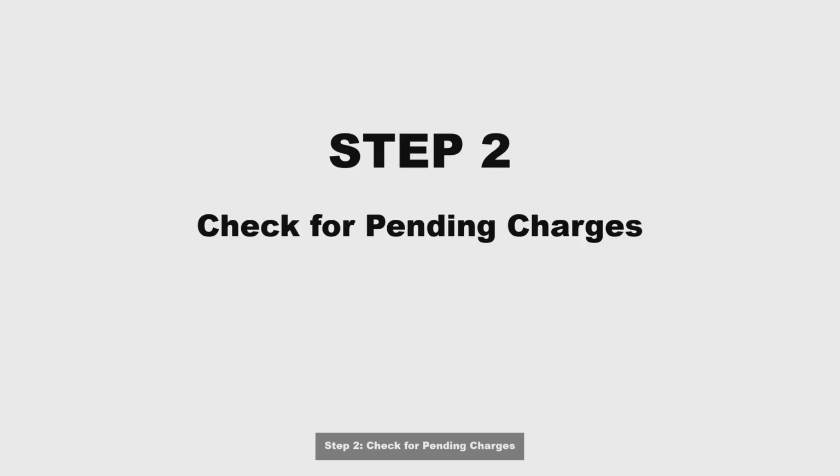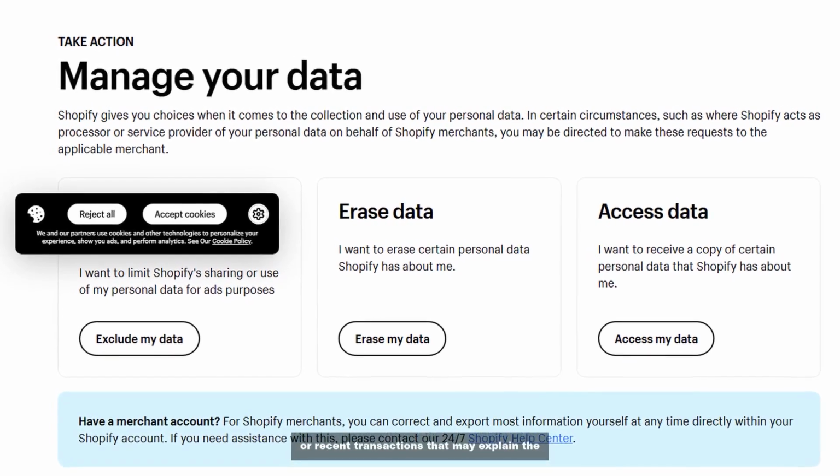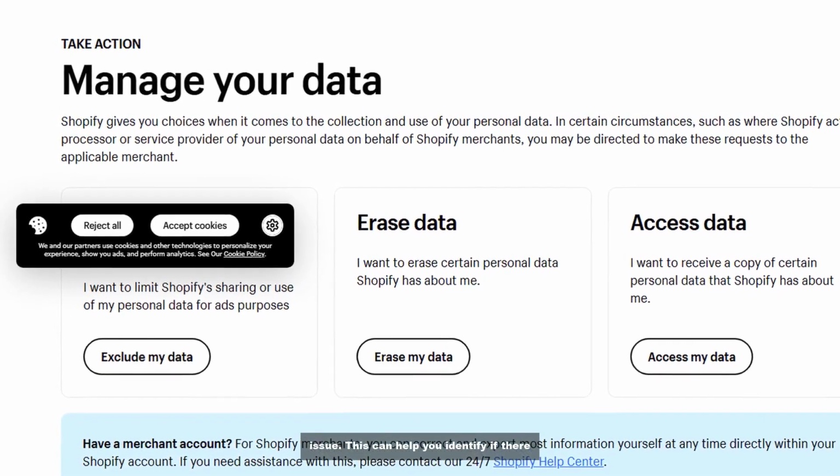Step 2. Check for pending charges. Log into your Shopify account and review your billing history. Look for any pending charges or recent transactions that may explain the issue. This can help you identify if there are any unexpected fees.